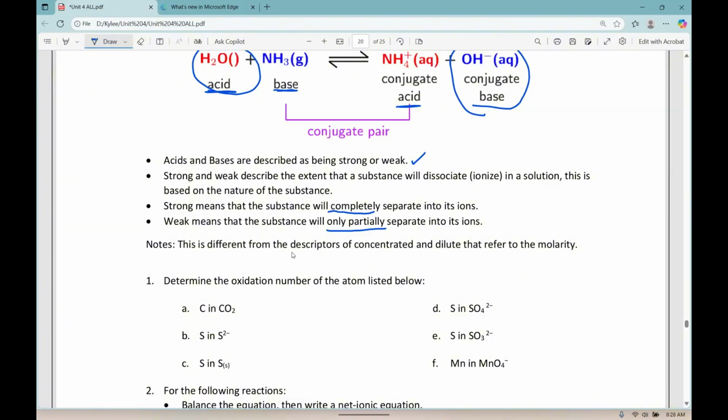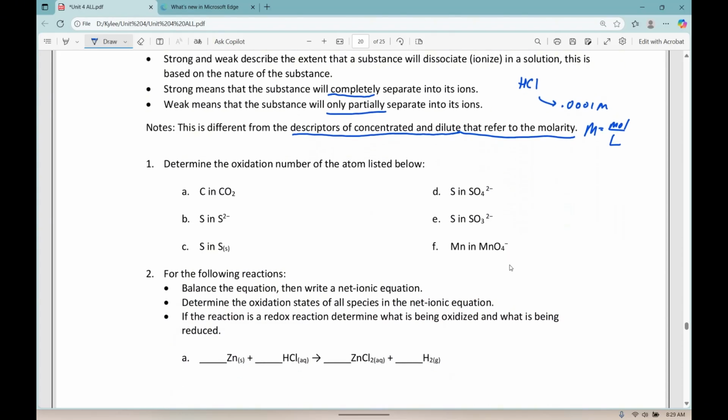And note, this is different than concentrated and dilute, which refer to the molarity. So with concentrated and dilute, we're talking about the molarity of the solution, because you can have a strong acid, for example HCl, but have a very small molarity and make it not concentrated. So that is the problem that some students have, is keeping those two thoughts separate. All right, let's look at a few examples.